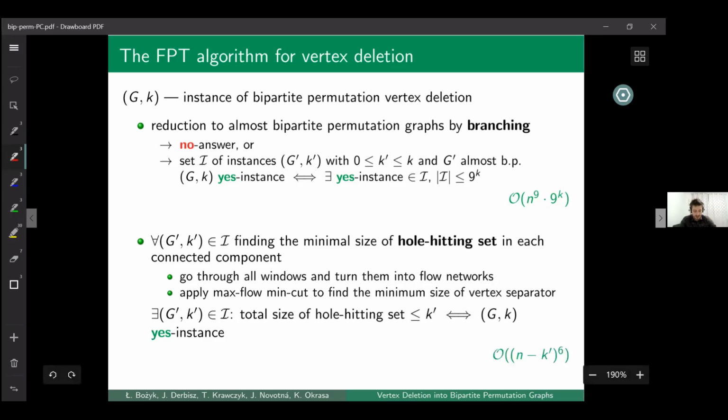And that's it. From the theory of flow networks, this takes time O of n to the 6, so less than n to the 9th. In total, the complexity of our algorithm is n to the 9th times f of k.